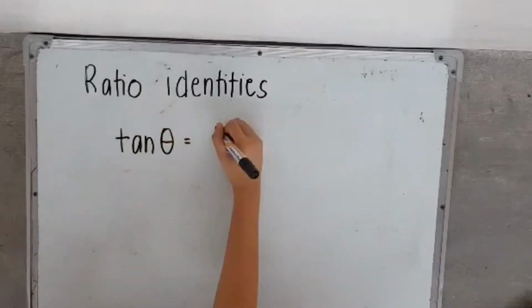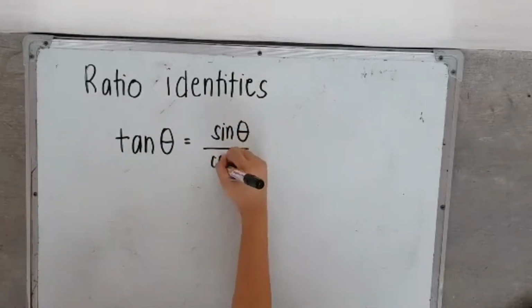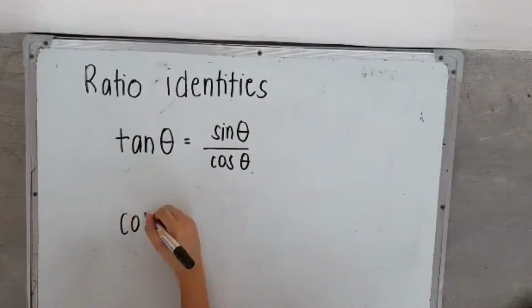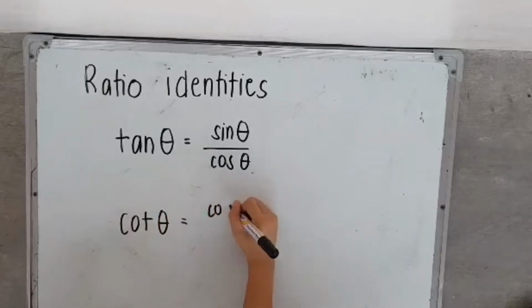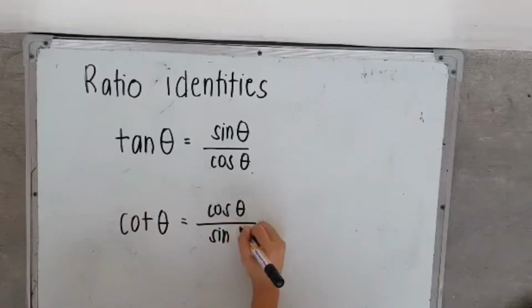Ratio identity. Tangent x is equal to sin x over cosine x. Cotangent x is equal to cosine x over sin x.